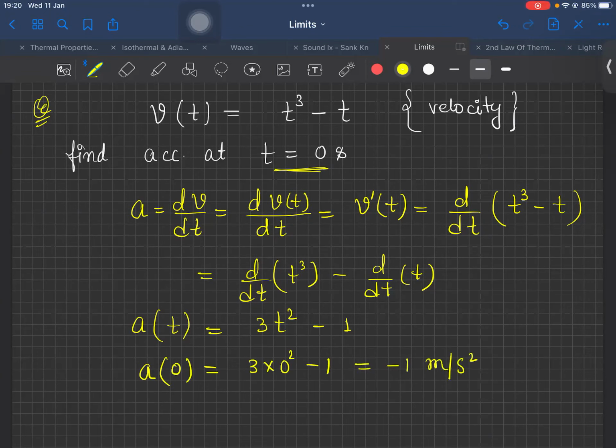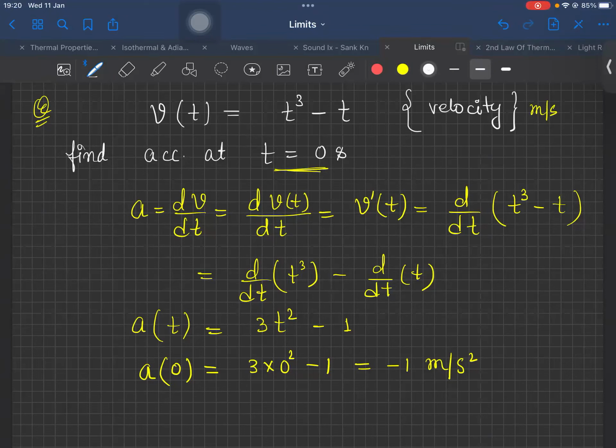That means this is retardation, right? This is in meter per second square. Of course, the unit must be written. Understood? In physics, you might have had these types of problems. You might have solved these types of problems.